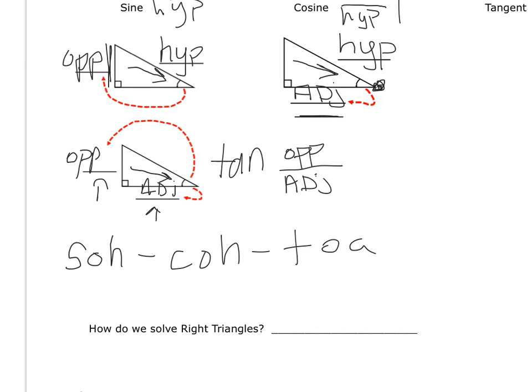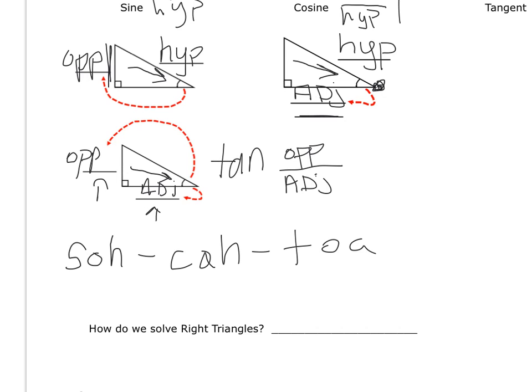There's also another acronym you can use, and you guys will get a little humor out of this, and I'm sure some students may have heard this before: some old hippie was caught by another hippie tripping on acid. So if that helps you remember what goes with which one, sine, cosine, and tangent, then go ahead.